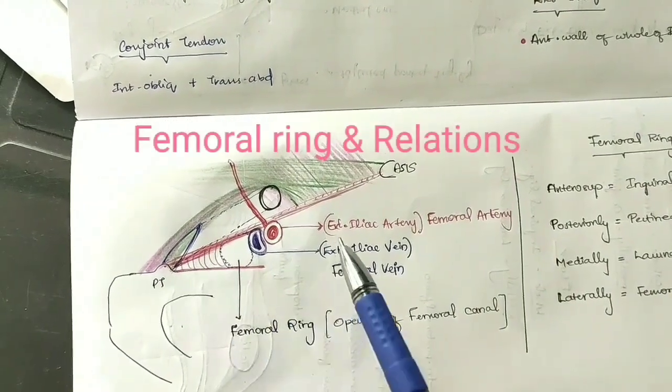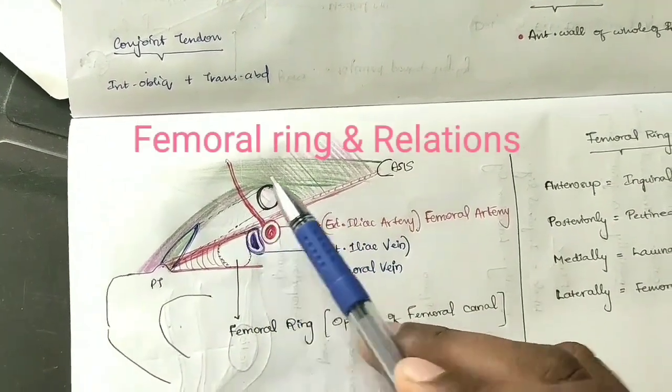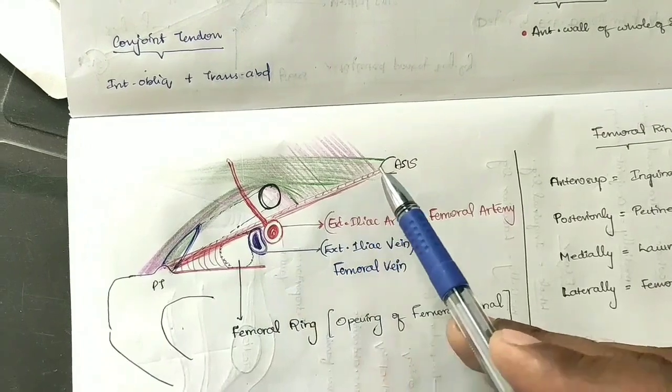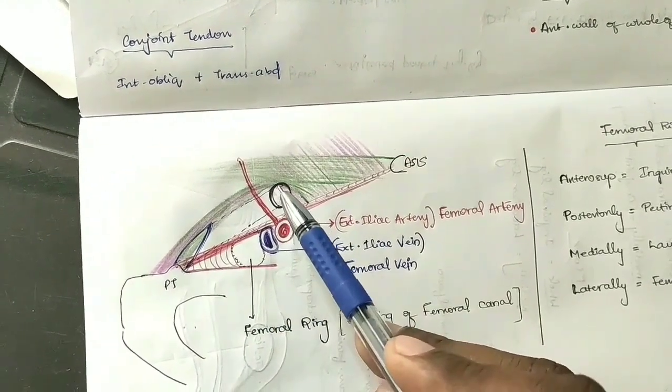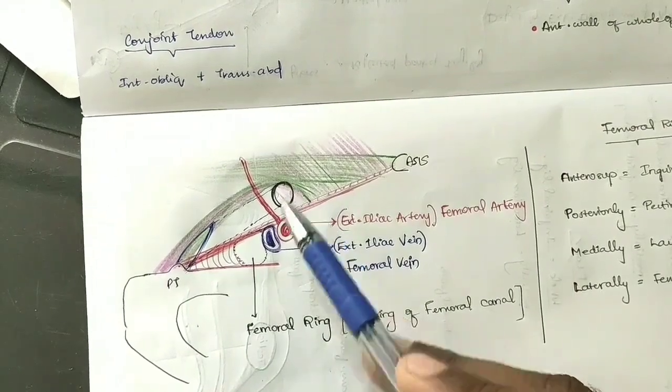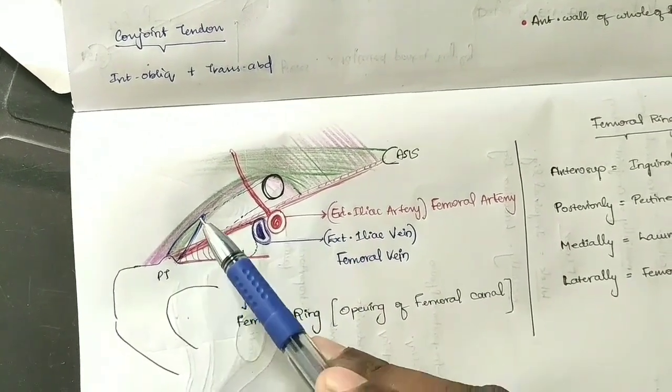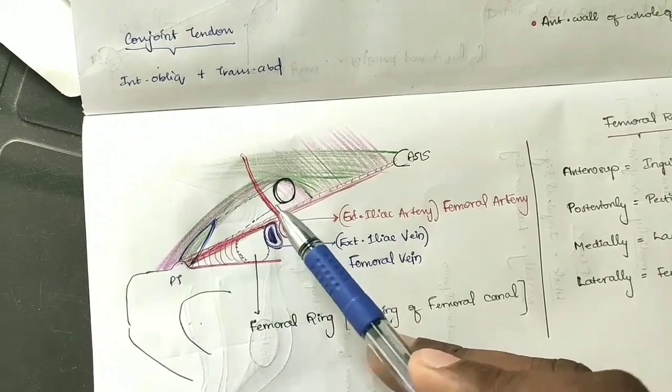വേറൊരു എൻറ്റിറ്റിയും കൂടെ ഉണ്ട്, ഫിമറൽ റിംഗ് എന്ന് പറയുന്നത്. So here I drew the inguinal ligament, the lacunar ligament, here the pectineal ligament, and here the deep inguinal ring, here the superficial inguinal ring, and here the inguinal canal.